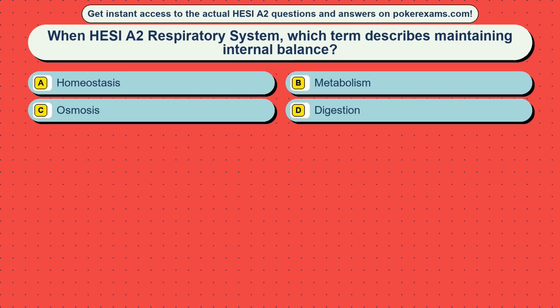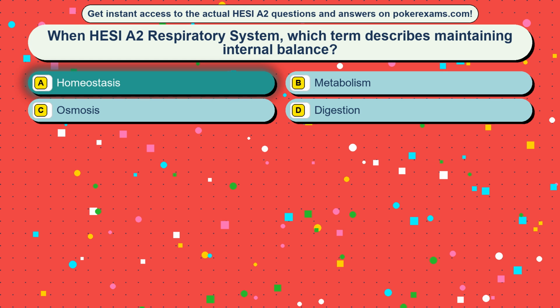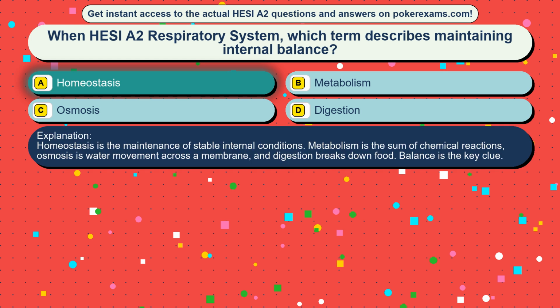Question 9. When HESI A2 Respiratory System, which term describes maintaining internal balance? Option A homeostasis, option B metabolism, option C osmosis, option D digestion. The correct answer is option A, homeostasis. Homeostasis is the maintenance of stable internal conditions. Metabolism is the sum of chemical reactions, osmosis is water movement across a membrane, and digestion breaks down food. Balance is the key clue.